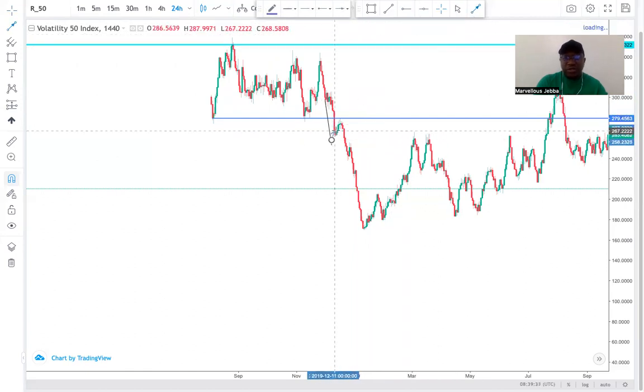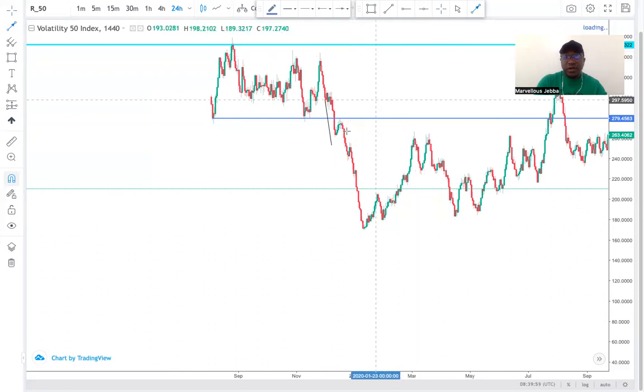You have to be patient, because when it comes to trading, you have to be patient. If you're not patient, you can lose your money. And if you're not patient, the market is going to make a good amount of money from you. So this is the retest. The market went back down.